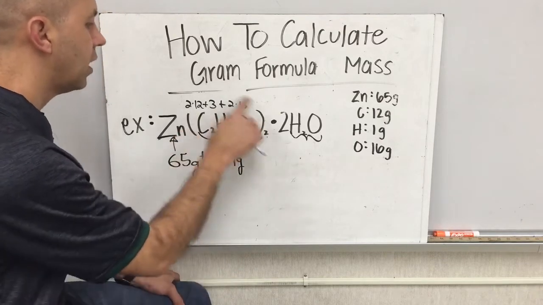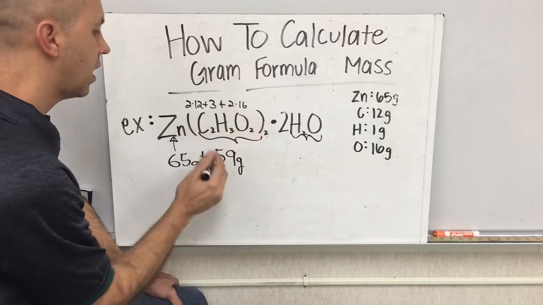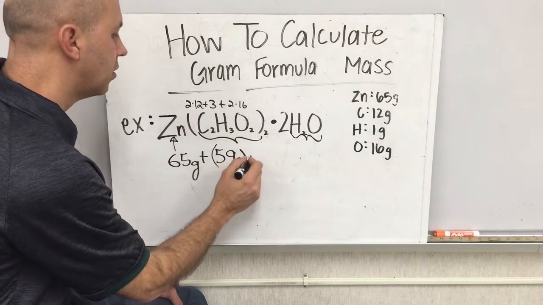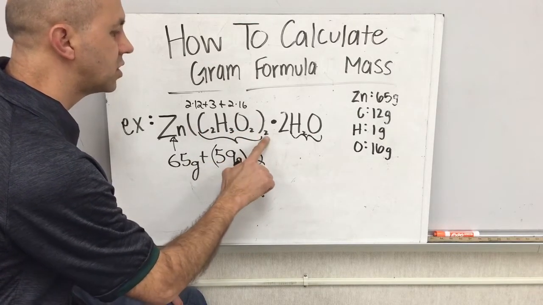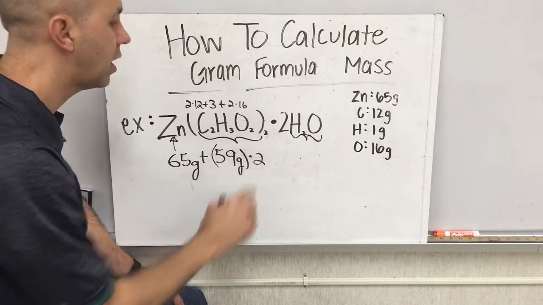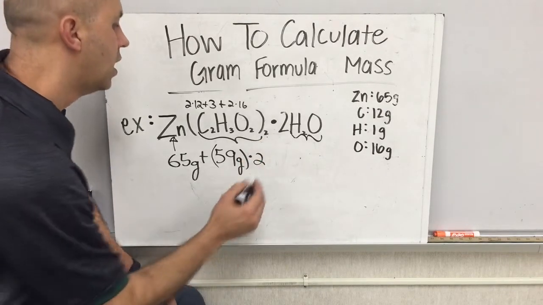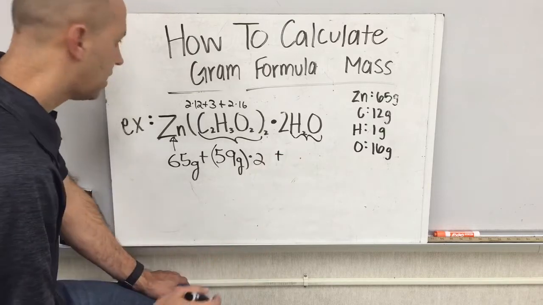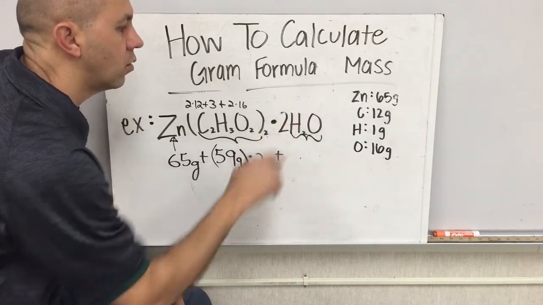Well, this whole thing is actually going to be multiplied by 2 because there's a 2 here. If there's a 3 here, I would multiply it by 3. Then we're going to take that number and add that number to 2 times whatever this is.